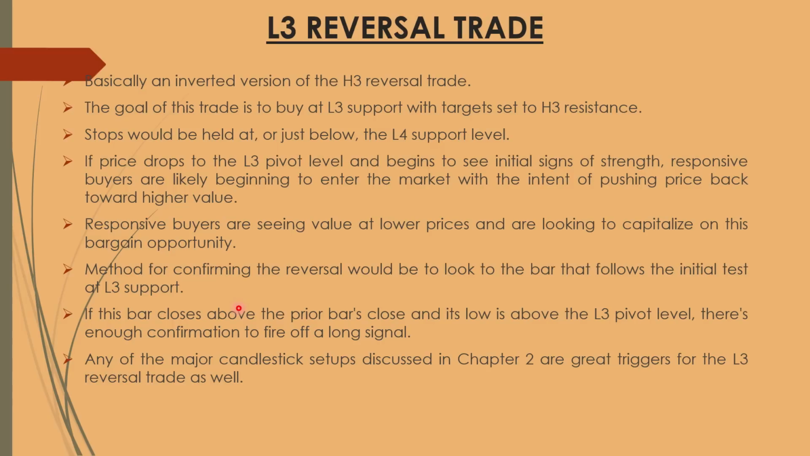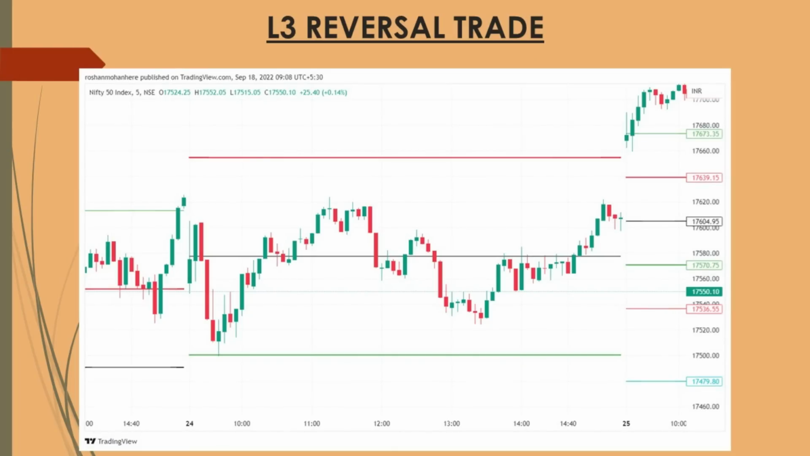The stock opened the day with early weakness and quietly tested L3 support within the first 30 minutes of the day. After testing L3 support, the stock formed a moderately bullish reversal wick at this level. The following bar's low was above the L3 pivot and its close was above the prior bar's high, completing the necessary requirements for a long signal.